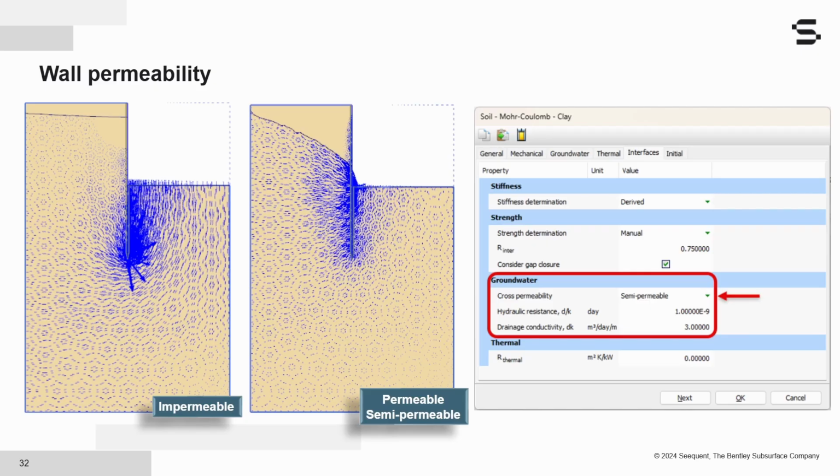Of course, this will depend on how we define the interfaces in the material definition. Here we have also the option to make our interface semi-permeable, which allows us to define a specific value for the hydraulic resistance of the wall. Now, I can understand that it's not always easy to determine the hydraulic conductivity of a wall, which is, if I'm not mistaken, usually measured as the total discharge through the gap for a given head difference and for a given length of the gap. But I guess this might also be a topic for a different coffee corner.